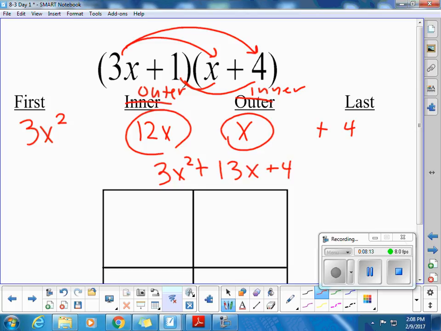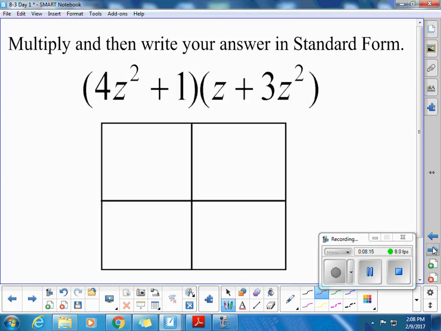I'm not going to do it in the box this time. You are welcome to if you want to. Multiply, so we'll do this one in the box. 4z to the second and a 1. And this one I'm going to flip-flop because we usually have it in standard form. So I'm going to say 3z squared and z.